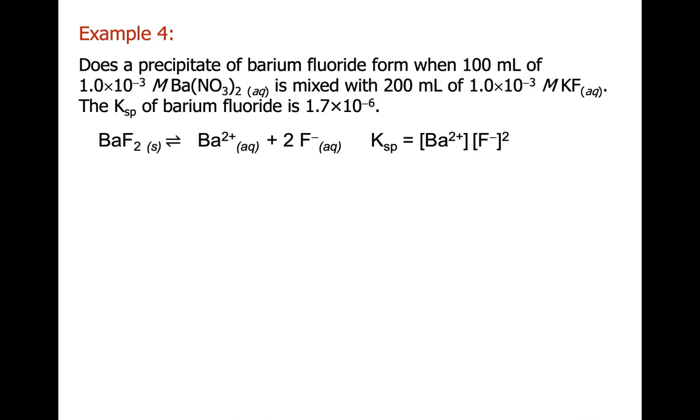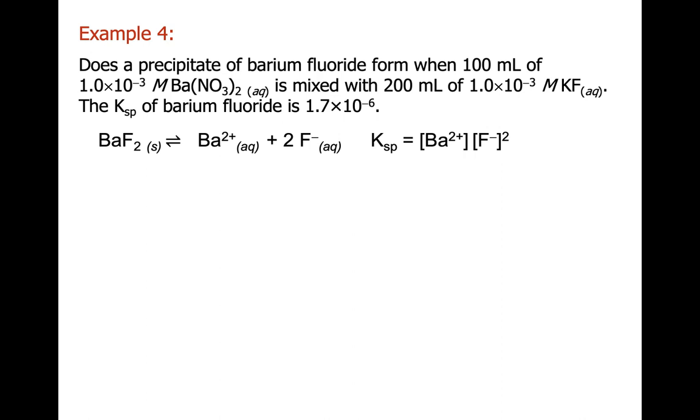So let's work through one more example. Does a precipitate of barium fluoride form when we mix 100 milliliters of 1 times 10 to the negative 3 molar barium nitrate with 200 milliliters of 1 times 10 to the negative 3 molar potassium fluoride? Given that the Ksp of barium fluoride is 1.7 times 10 to the negative 6.